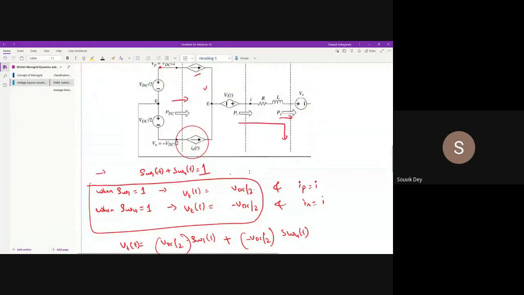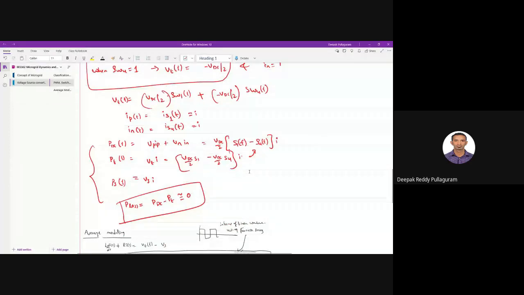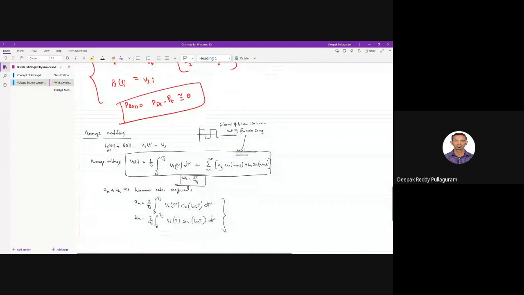So do you remember what we discussed in the last class? We discussed the half-bridge converters. We were discussing the average modeling for an ideal switch. We have taken an ideal switch condition and we are trying to derive some equations, especially an average model equation.